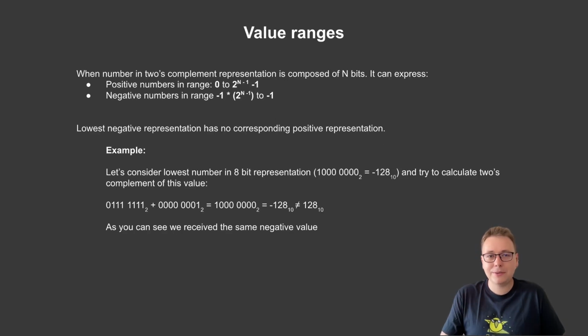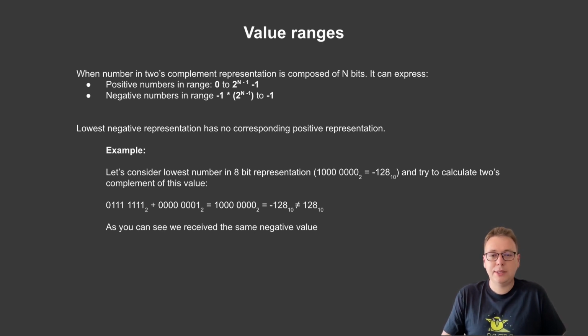Okay, now let's talk about value ranges. So when we have 2's complement representation, and this representation is composed of n bits, it denotes that the highest possible value is 2 to the power of n minus 1, and the lowest possible value is minus 1, times 2 to the power of n minus 1. And that means that the lowest possible value has no corresponding positive representation.